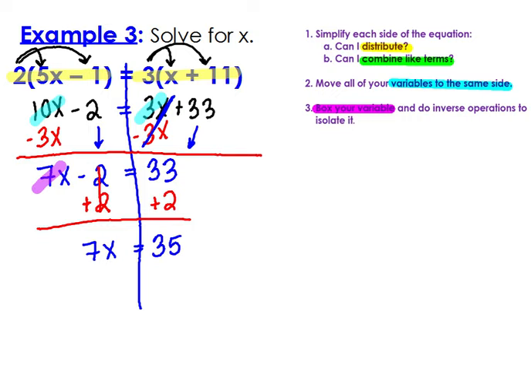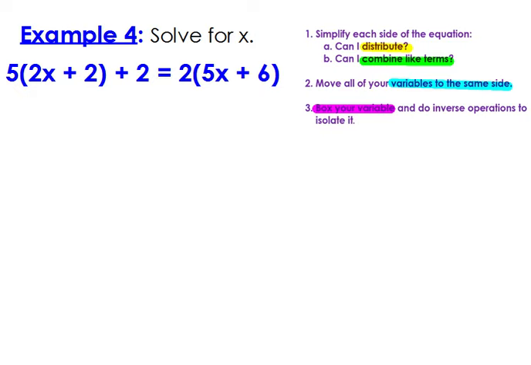My final step is to divide both sides by 7. And 35 divided by 7 is 5. So my answer is x equals 5.